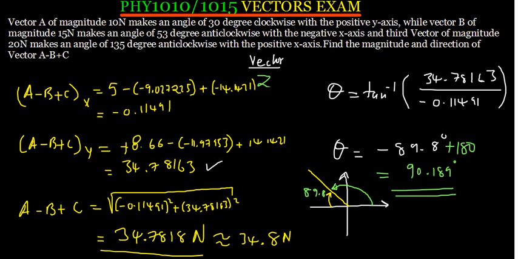Are we good? So meaning that this vector is much closer here. It's supposed to be very close to the y-axis because this is 89, and you know that this is 90 degrees. So it's supposed to be very, very close to the y-axis.